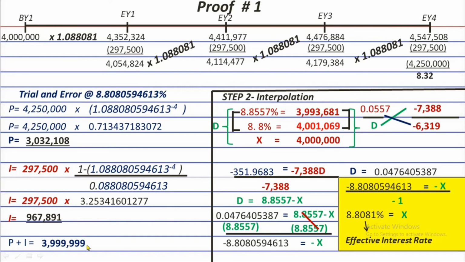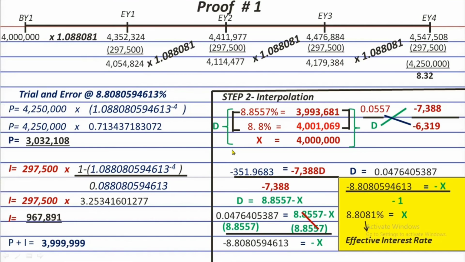So, with this, since our sample problem, you have two borrowing options, and the borrowing option number 1 has an effective rate of 10%, so we are going to choose this borrowing option number 2 because the interest rate that you're going to pay is only 8.8080594613%. Okay?